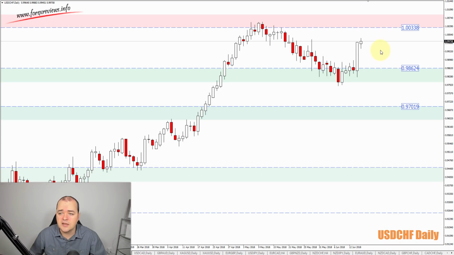What I'd like to highlight is that I'm expecting this market will continue to the upside this week, potentially all the way up to at least the $1.33 zone area to the upside.